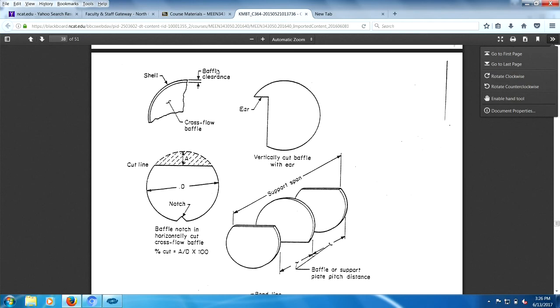So what happens is you have the shell here, and then you have the baffle, and the baffle and the shell really don't touch, right? You're sliding it in. Here we got something.